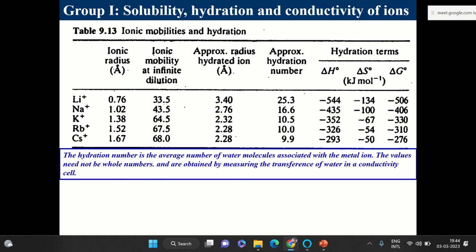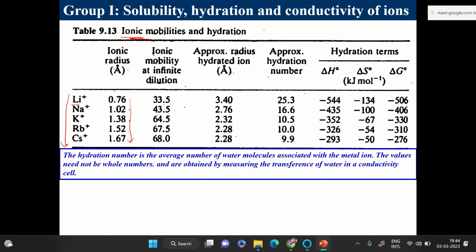So of course there are some questions, so what does this table convey? You can look at it. It is the table that tells you about ionic mobilities and hydration. So look at this, lithium plus, so we are moving down the group, size of cation, ionic radius 0.76, 1.02, like this. It is increasing down the group.